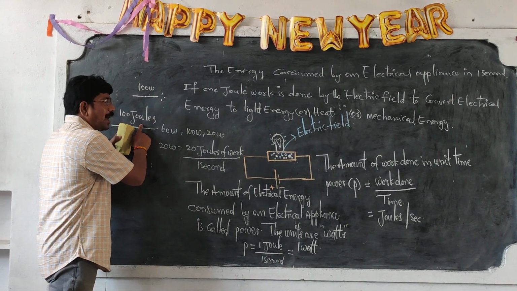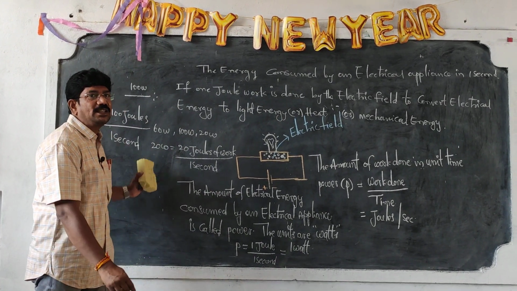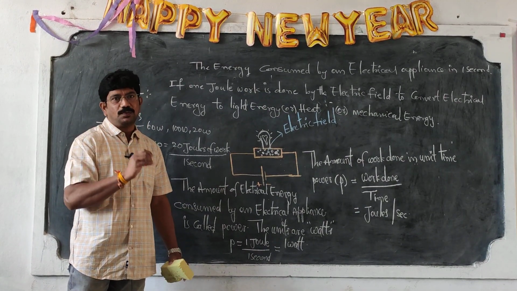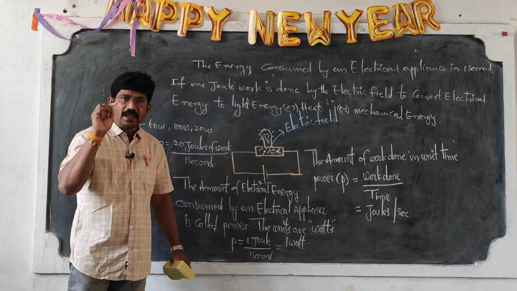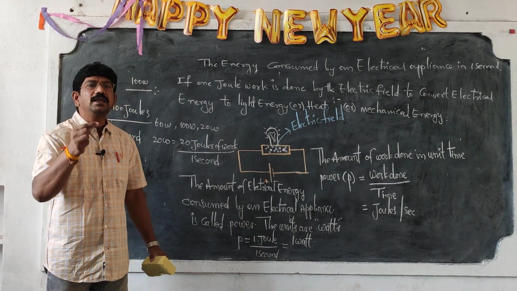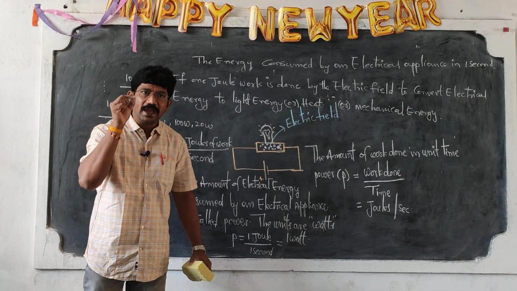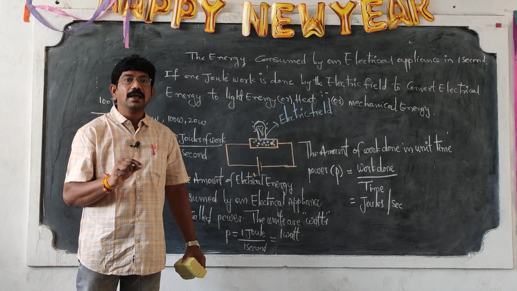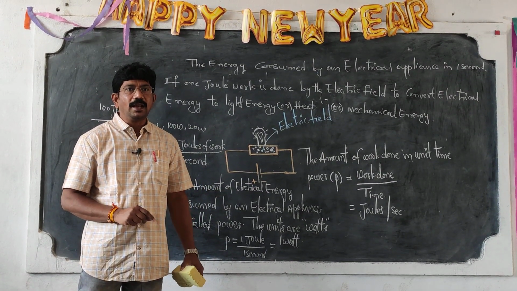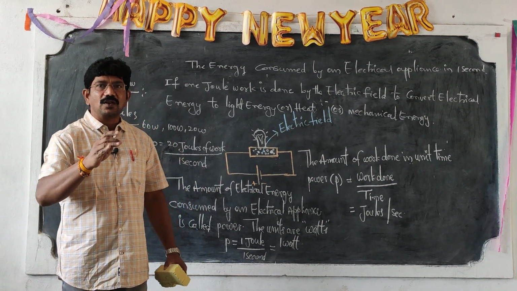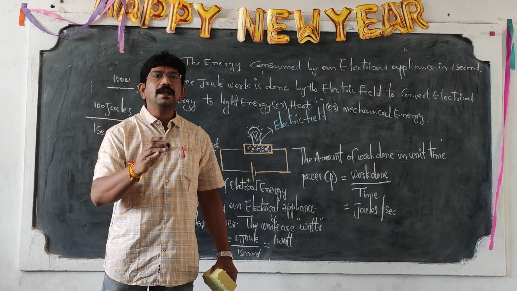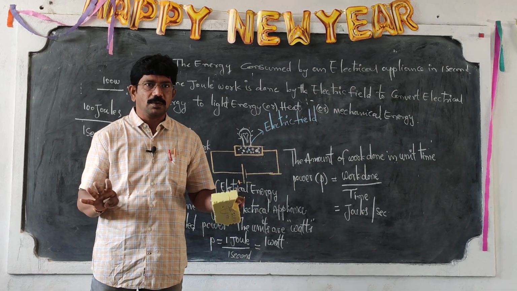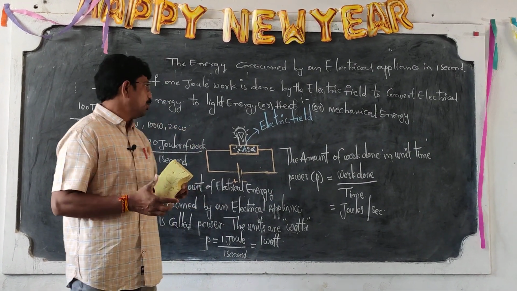So a 100 watts bulb is brighter than a 60 watts bulb. A 60 watts bulb is brighter than a 20 watts bulb. Are you clear about that one? It means wattage is how much electrical energy is consumed by an electrical appliance. So electrical energy is converted to light energy and mechanical energy and heat energy. Are you clear? Do you understand the concept? Okay. Now you make a note of this.